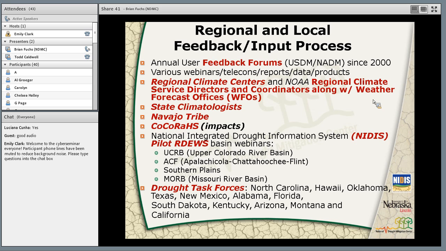The CoCoRaHS network has been huge as far as not only filling in areas where rainfall does and does not take place, but the CoCoRaHS observers have also been employed in essence by collecting and reporting drought impacts. So some of these observers, when they go out and they do their daily report of precipitation, they also are at the same time reporting any types of drought-related impacts that they are observing in their area.